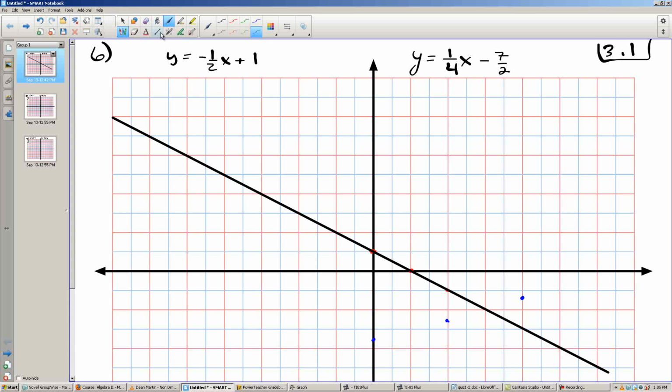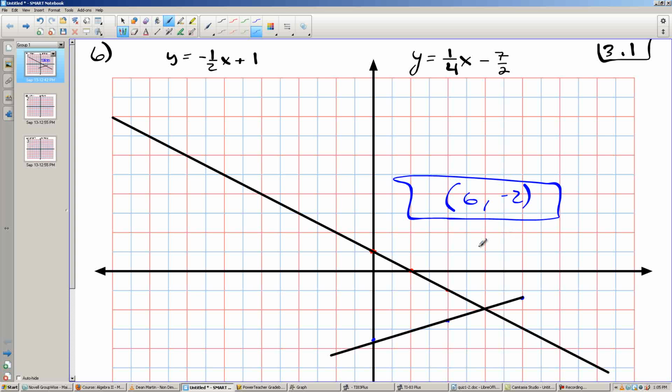Now, I'm hoping that with all these tools that I have access to, I can be pretty accurate with where the intersection is. It's not perfect, but it looks like it's probably right around 6, negative 2. So I'm going to go ahead and say that my point is at 6, negative 2.